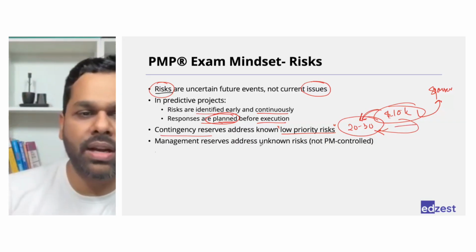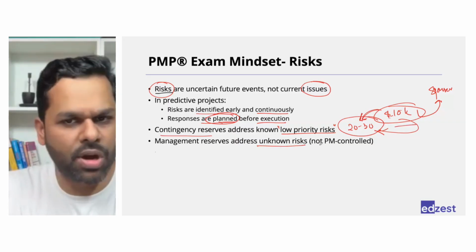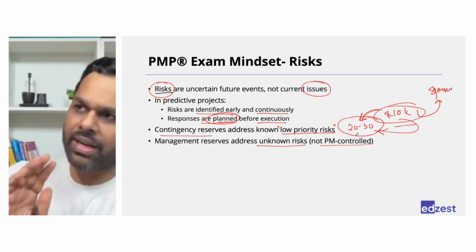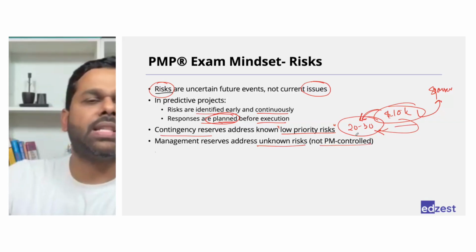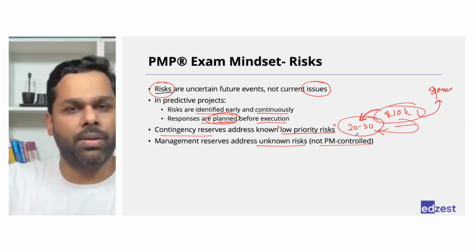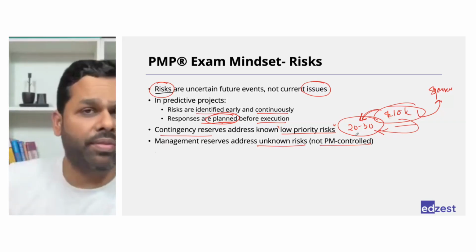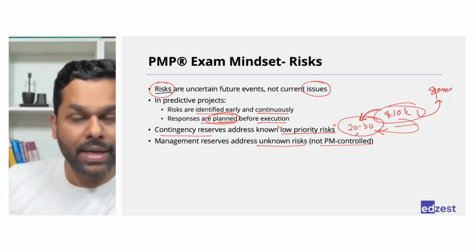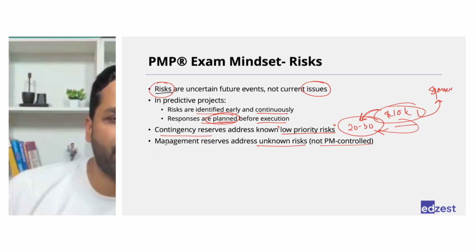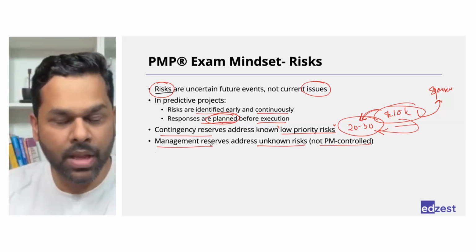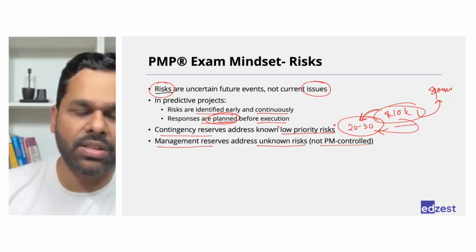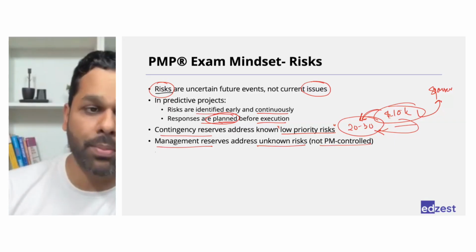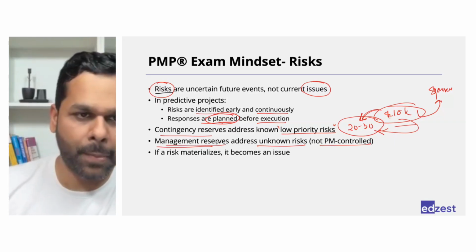Then management reserves address unknown risks. This is beyond our control. Right? We have tried to identify as many risks as possible. Still, there will be some problem, just like that accident. Probably we did not think of it. Right? And when it happens, we will seek money from the management, which is management reserve. A project manager should not use management reserve on their own. They should always seek approval before they are using it.